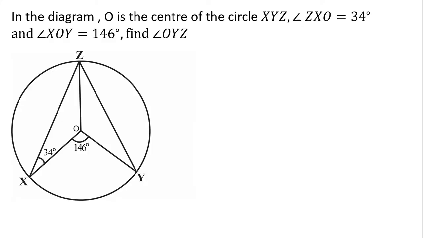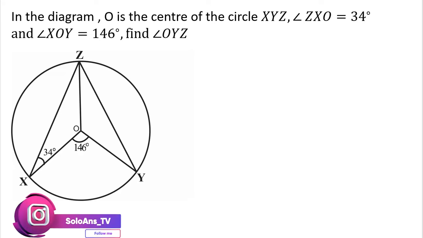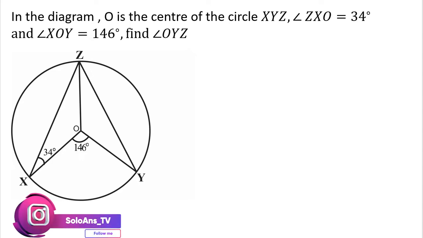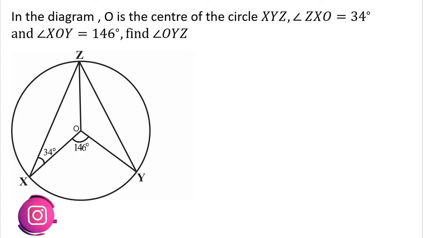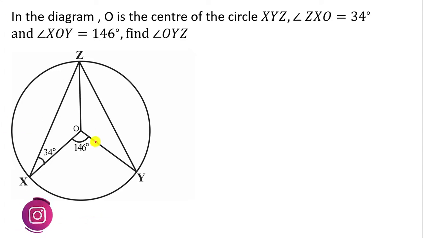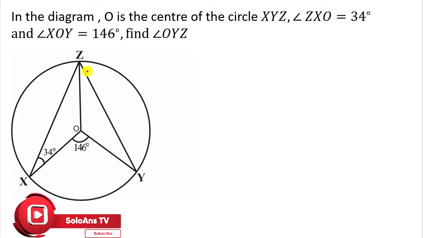Hello, today we would like to solve this question, which is question 11b of the WASSCE 2022, the core paper. The question says in the diagram, O is the center of the circle XYZ. Angle ZXO is equal to 34 degrees and angle XOY is equal to 146 degrees. Find angle OYZ. So the question wants us to find OYZ, that is this particular angle here.